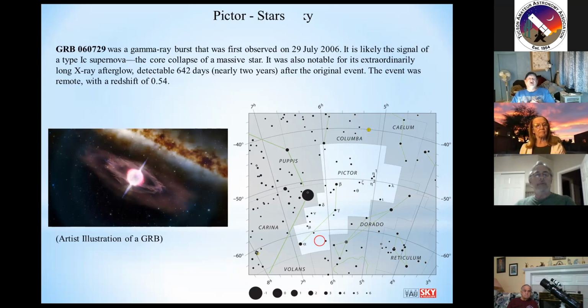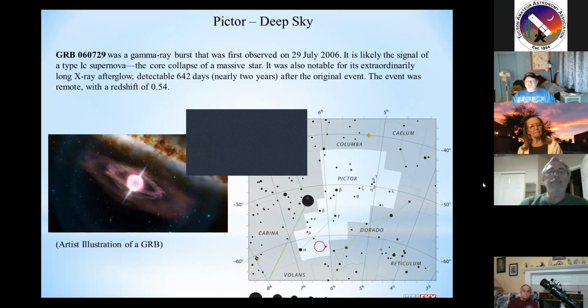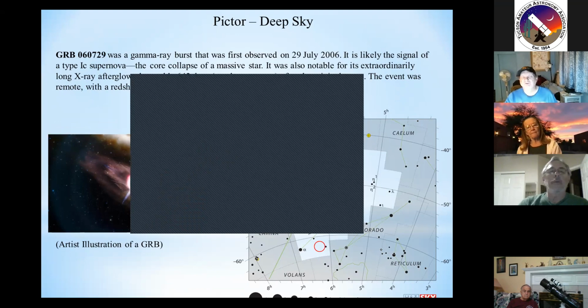And then there's a GRB. There was a gamma ray burster observed on the 29th of July in 2006. It is believed that it was a type 1c supernova, the core collapse of a massive star. It was notable because it had an afterglow in X-rays that lasted 642 days after the original burst. And the object that caused it was very remote, with a redshift of 0.54.